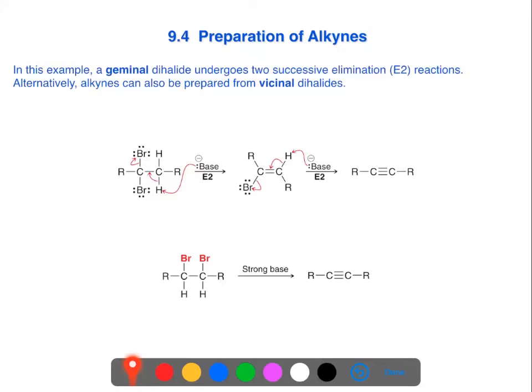Similarly, if we started with a vicinal dihalide in the presence of strong base, we would form also the alkyne. As long as we have a beta hydrogen for each halogen, we will see the elimination reaction occurring. So when we carry out these reactions, we need to have at least twice as much base present as we do dihalide, because the base is required twice to convert the dihalide to the alkyne.